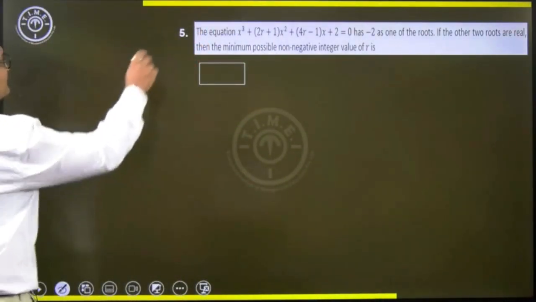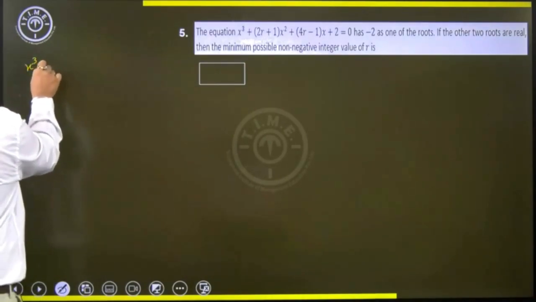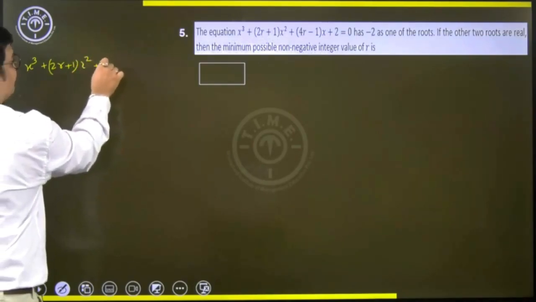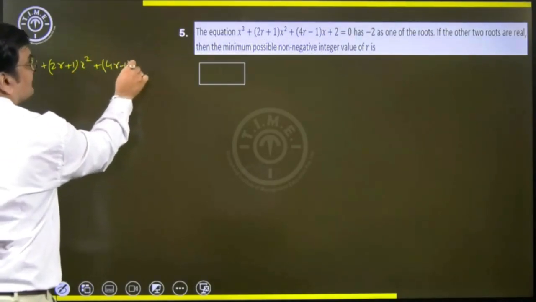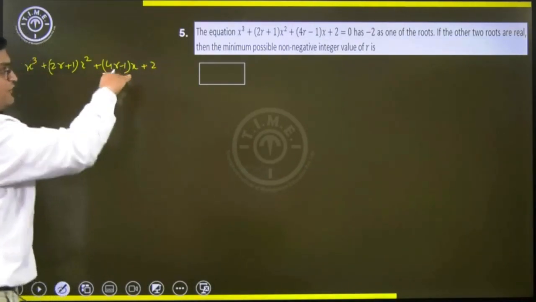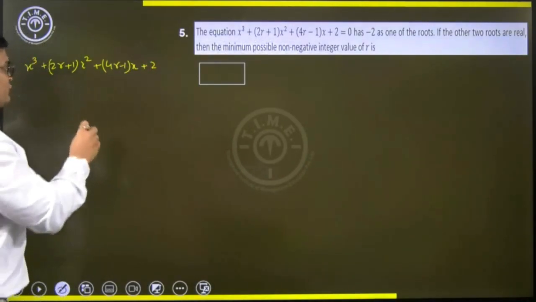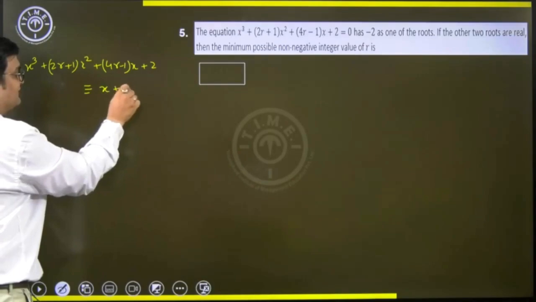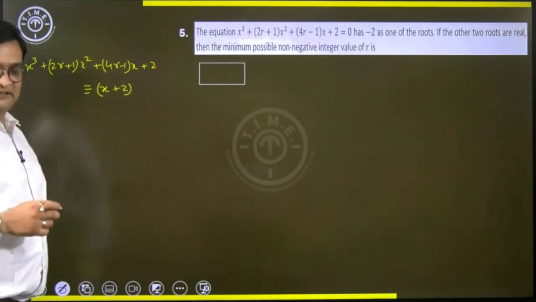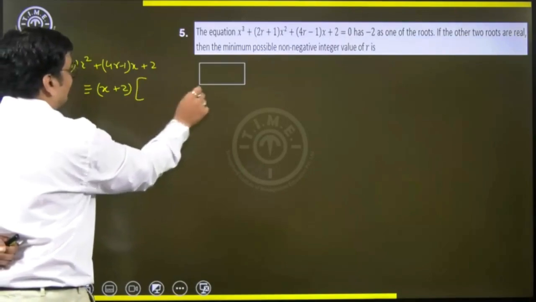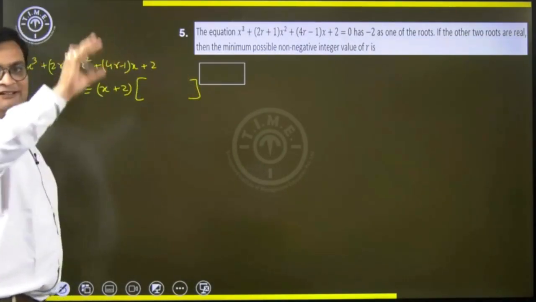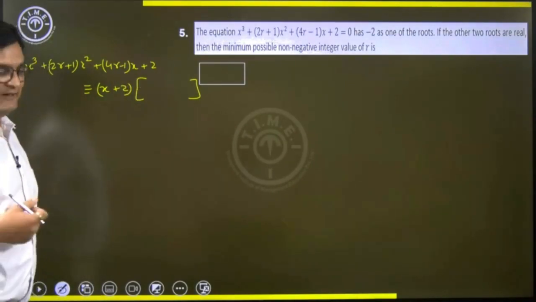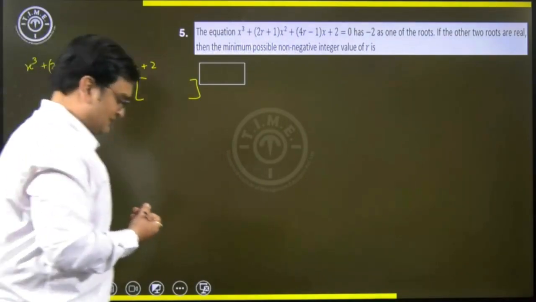Now, please note, if x cube plus (2r plus 1) x square plus (4r minus 1) x plus 2 equal to 0 has minus 2 as one of the roots, can I say that if minus 2 is a root, then x plus 2 will be a factor, yes or no? Then x plus 2 is going to be the factor, and the remaining part will be a quadratic expression. Now, can we determine this quadratic expression? Probably yes. Now, how do we do that? Let us try to understand.